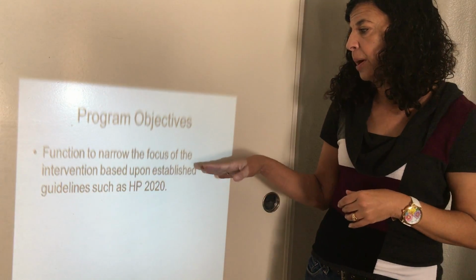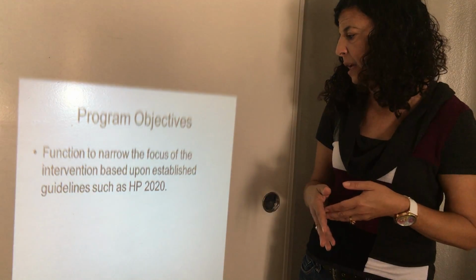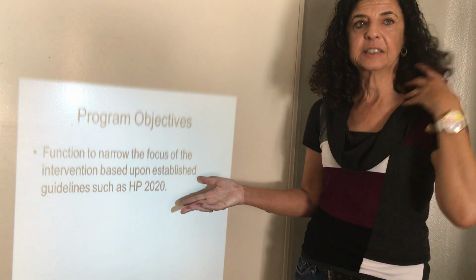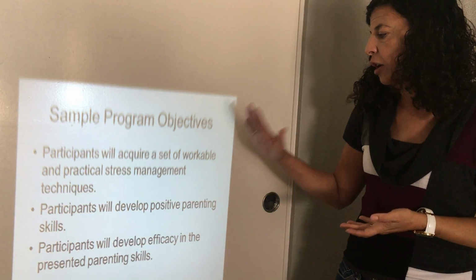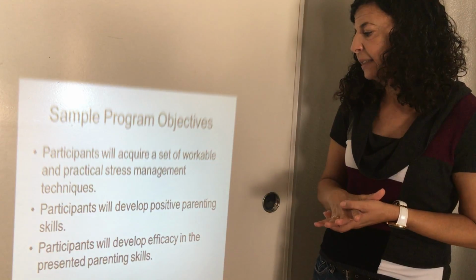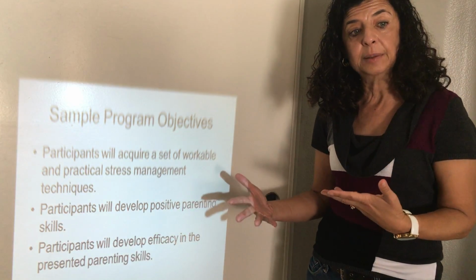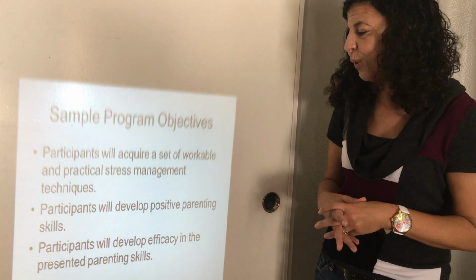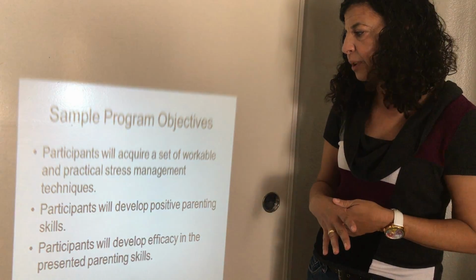What your program objectives do is help focus what your activities are going to be and focus your intervention. That's going to be based on guidelines, for example, Healthy People 2020. So here are a couple of sample objectives. Again, you all did this in assignment 2, and people did very well with that, so I won't belabor it, but there are some great examples of objectives in your book as well.